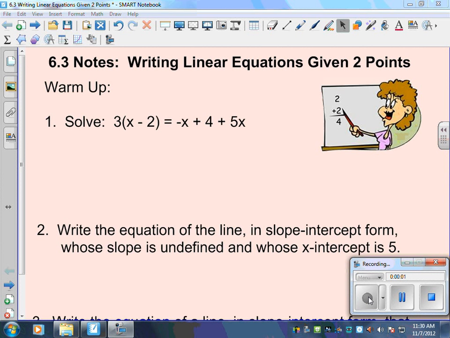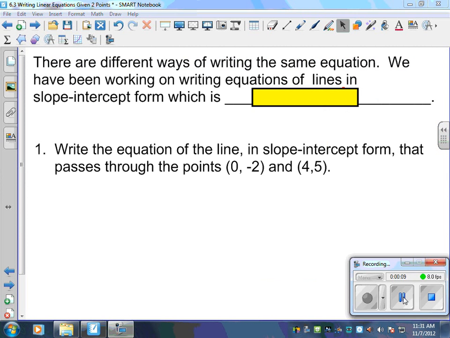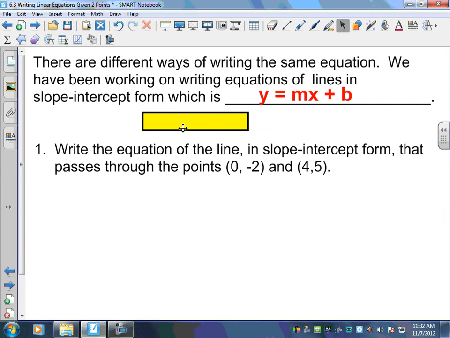Okay, this is lesson 6.3, writing linear equations when you're given 2 points. We're still writing the equation of a line, so we are still going to put it in slope-intercept form, which is y equals mx plus b. Now, let's have a quick review.